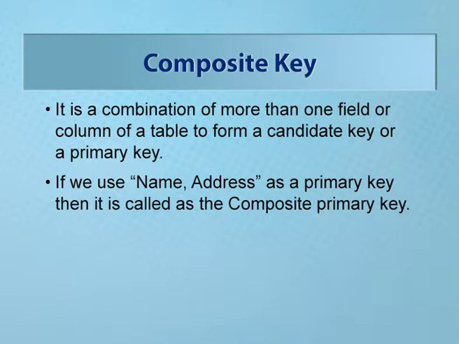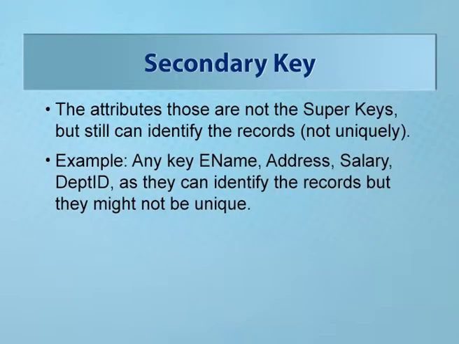Earlier we had seen employee name with address, that is nothing but a composite key. Employee E number with address, that is also a combination, a composite key. Likewise, whenever we are combining two fields, then we can call that particular key a composite key. Next, another key is called the secondary key.